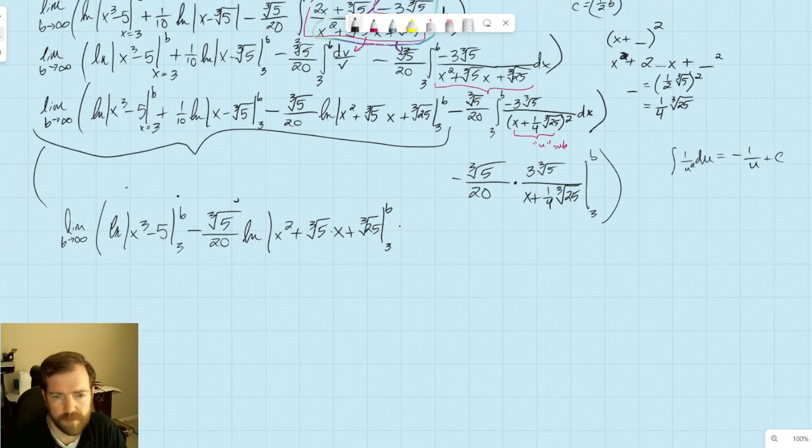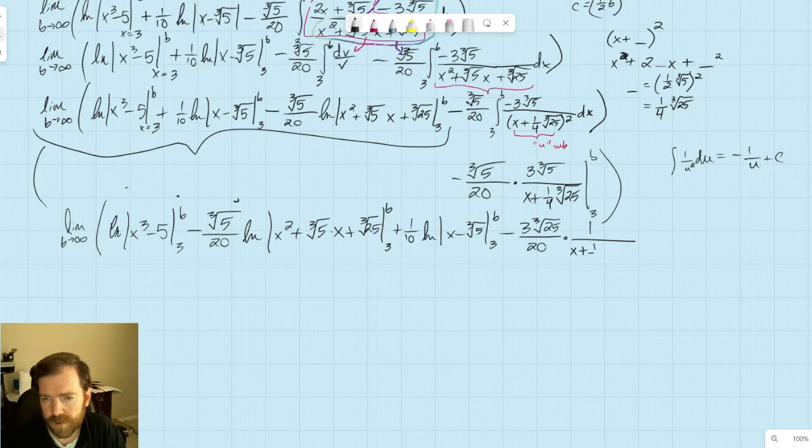Okay, plus 1/10 natural log, absolute value x minus cube root of 5, going from 3 to b, and a negative here, 3 cube roots of 25 over 20 times 1 over x plus 1/4 cube roots of 25 plus c. All right, so that's the integral portion.